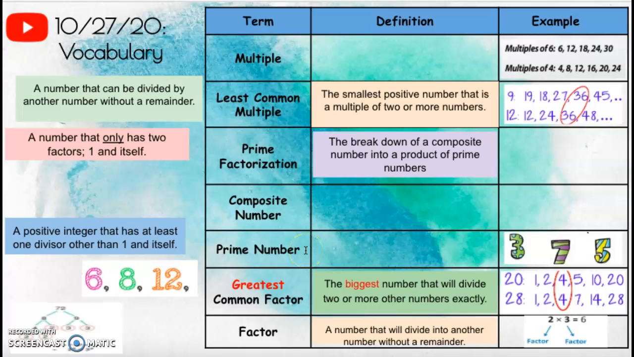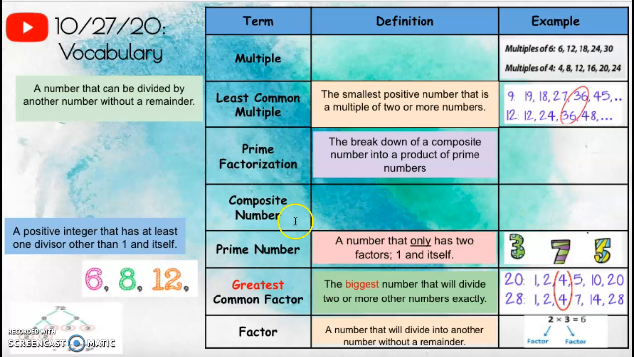Let's take a look at prime numbers. So our examples, we have 3, 7, 5. So what is a prime number? Is it a number that only has 2 factors, 1 and itself? It is. So a number that only has 2 factors. Remember those prime numbers, when we do our prime factorization, we circle them.